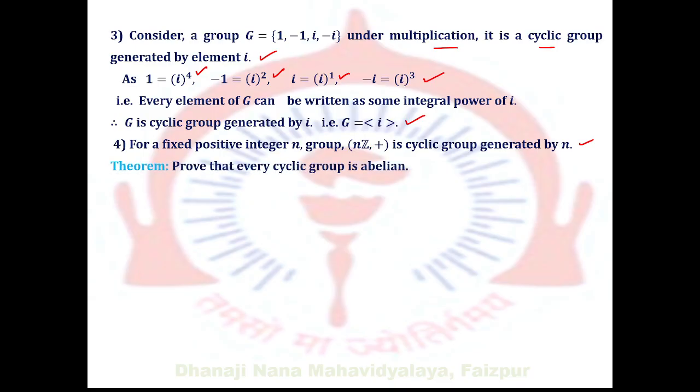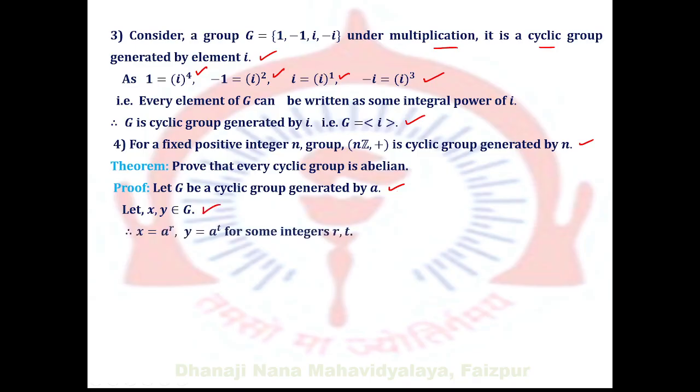Now we have the next important theorem, that is, prove that every cyclic group is abelian. So here we have to show every cyclic group is abelian. So let G be a cyclic group generated by a. So that is, every element of G can be written as some integral power of a. So we take two elements in this cyclic group. Let x and y belong to this G. Because this is a cyclic group generated by a, x and y are both integral powers of a. So x can be written as a raised to r, y can be written as a raised to t, for some integers r and t.